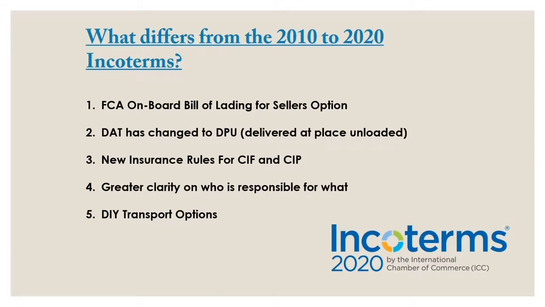Lastly is DIY transport option. For the first time, the new Incoterms now recognize that both the buyer and seller can transport the goods themselves using their own vehicles. In the previous version, the rules assumed that the transportation would exclusively be handled by a third-party shipping service. Basically, this means that they recognize that the buyer can now pick up goods using their personal vehicle from a port or terminal destination.